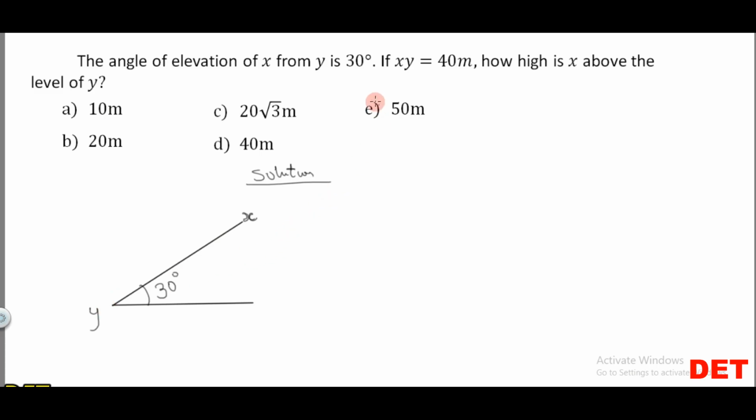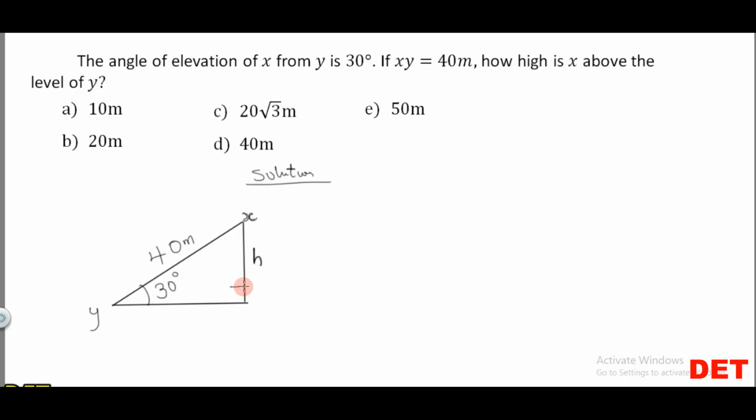This is the angle of elevation of x from y. If xy is equal to 40 meters, so this is your xy, right? If it is equal to 40 meters, how high is x above the level of y? This is the level of y. So how high is x from the level of y? So this is the height. What we're looking for is the height. That is this point. So let's represent this as h.